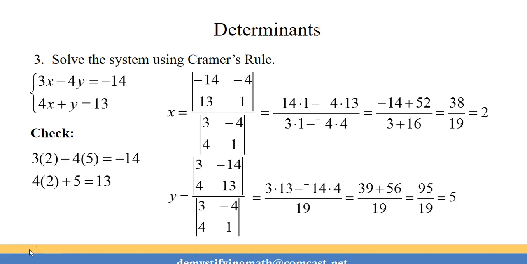So we're going to check it. I plugged in 2 for x and 5 for y. In the first equation it worked out, and in the second equation it also worked out. So that is our solution set.